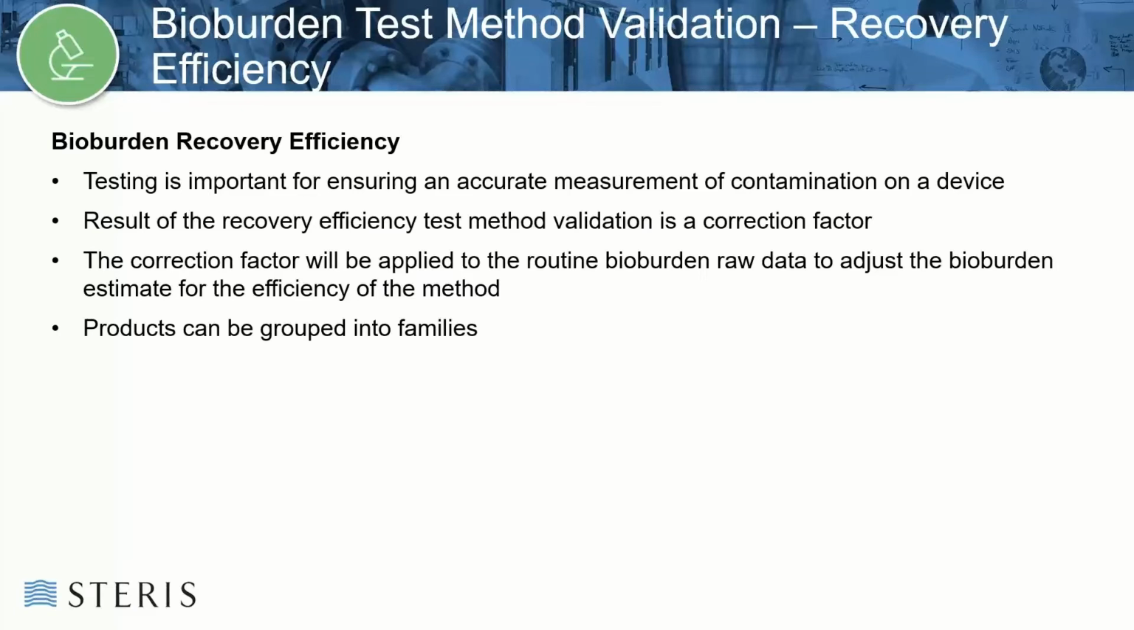Products can be grouped into families for the purpose of bioburden recovery efficiency method validation based on the following: raw materials, design, product size, manufacturing processes, and the manufacturing location, environment, and personnel. Again, rationale for the product grouping should be documented, and the results from the validation can then be applied to all members of the family group for future testing.